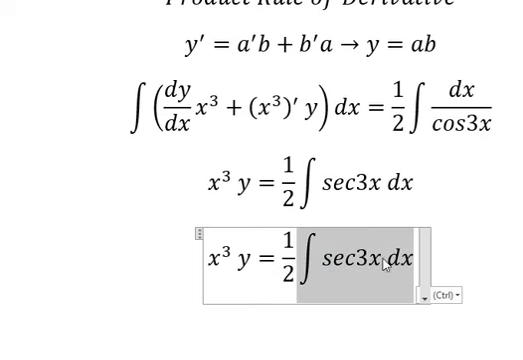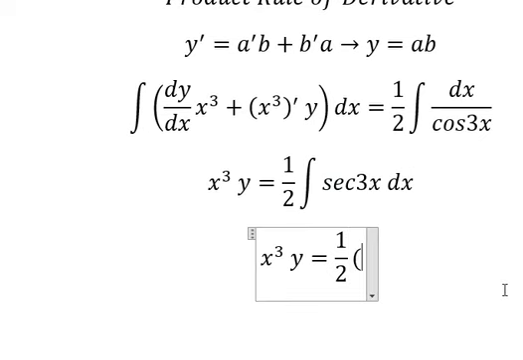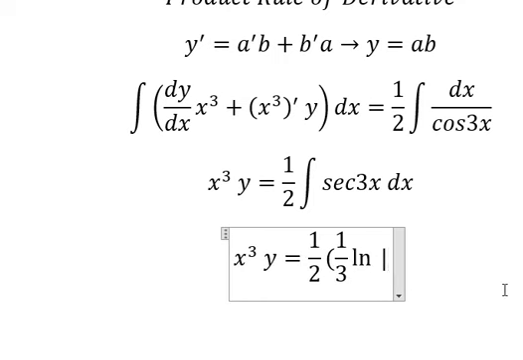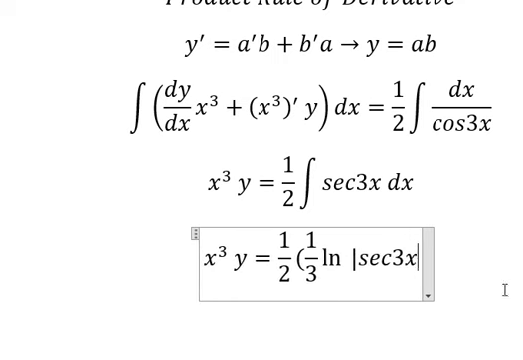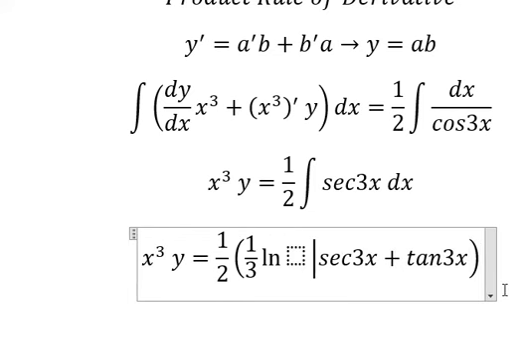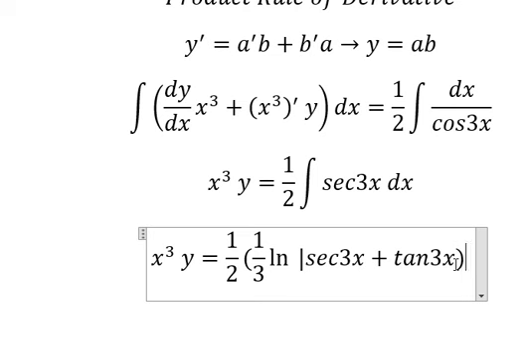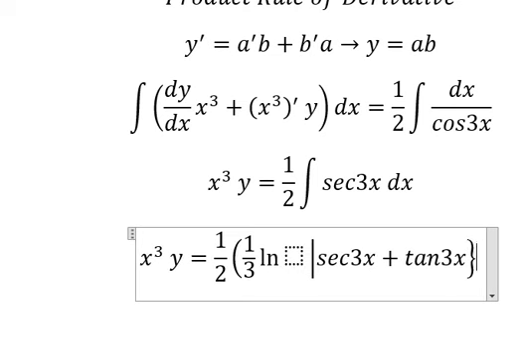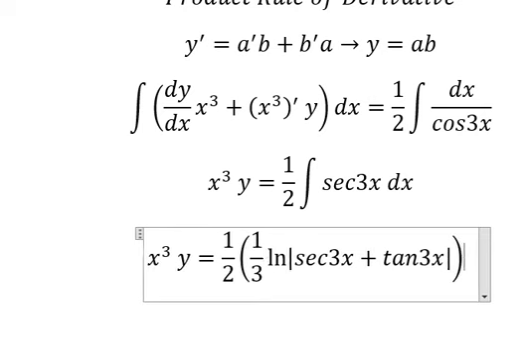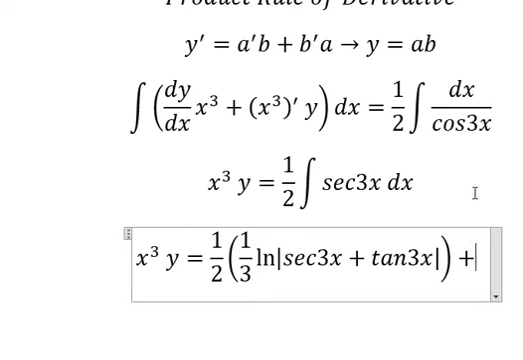The integration of this one, we have 1 over 3 ln of the absolute value of secant of 3x plus tan 3x. And I will put plus c.